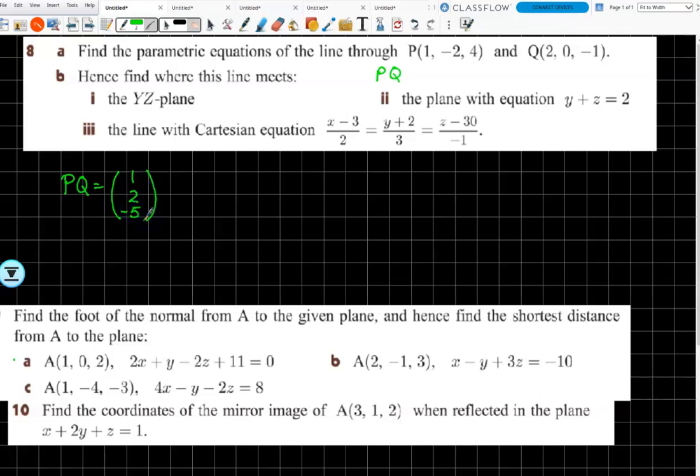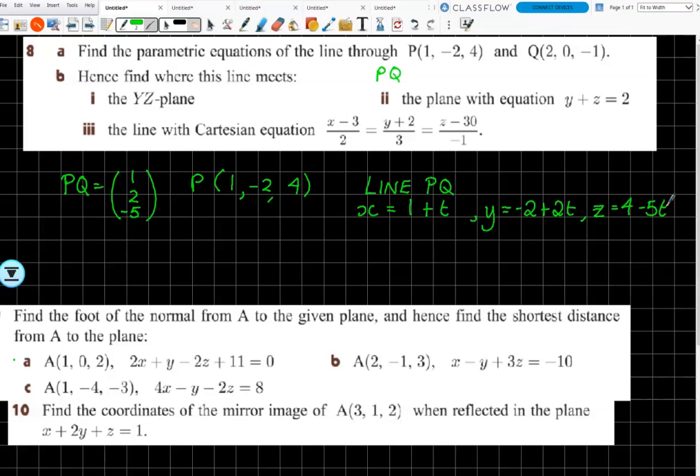We choose one of the points. P, the first one, so I'm choosing the point 1, minus 2, 4. That means we've got the equation of the line. The line PQ will be x equals 1 plus t, that's a bit funky because they're both 1. y equals minus 2 plus 2t, and then z will be 4 minus 5t. Do we agree with that? You don't have to write it all down right now if you don't want to. I'll leave this up on the board.